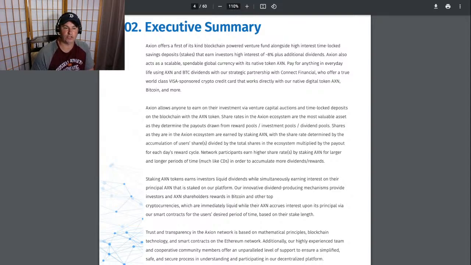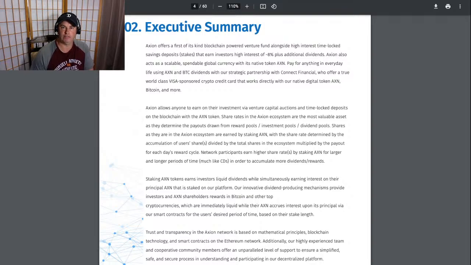Staking Axion tokens earns investors liquid dividends while simultaneously earning interest on their principal, Axion, that is staked on our platform. Our innovative dividend producing mechanisms provide investors and Axion shareholders rewards in Bitcoin and other top cryptocurrencies, which are coming. So Bitcoin's already here, which are immediately liquid with their Axion accrued interest upon its principal via our smart contracts for users' desired period of time based on their stake length.